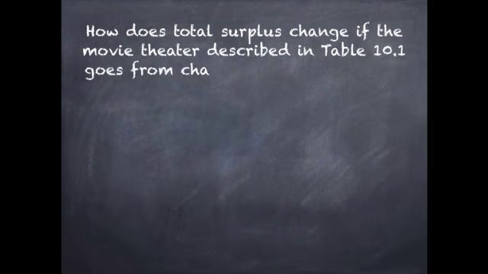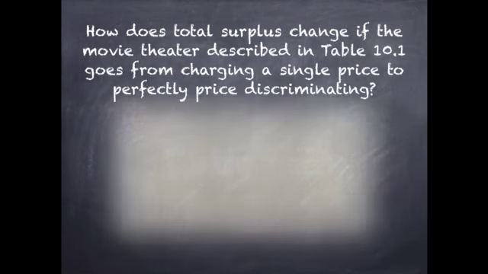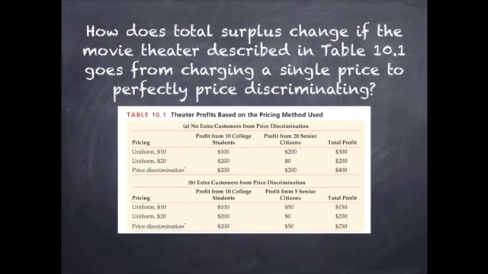How does total surplus change if the movie theater described in Table 10.1 goes from charging a single price to perfectly price discriminating? So the first thing that we have to take a look at here is which of the uniform prices will the movie theater select.